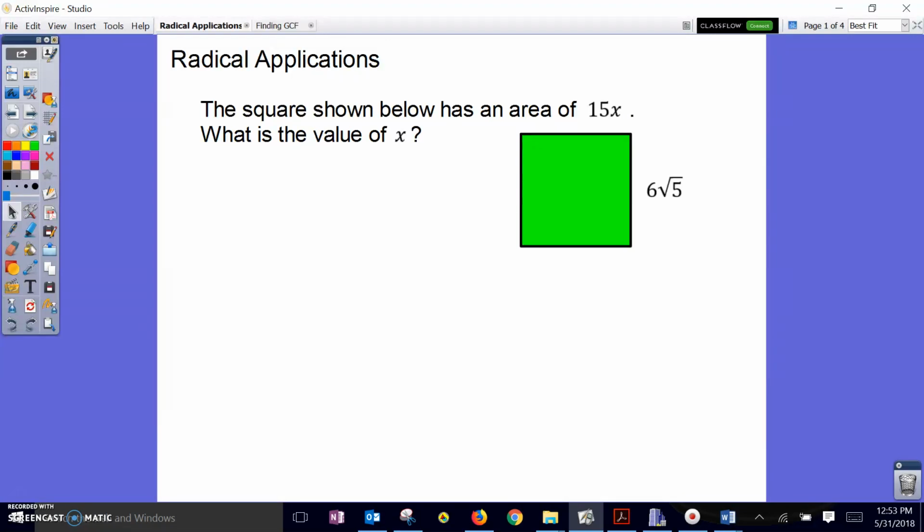All right, in this video we're going to look at some application problems that involve radicals and just work through a few of them to give you a general flavor of ways that we can apply some of the things that we've done with radicals.